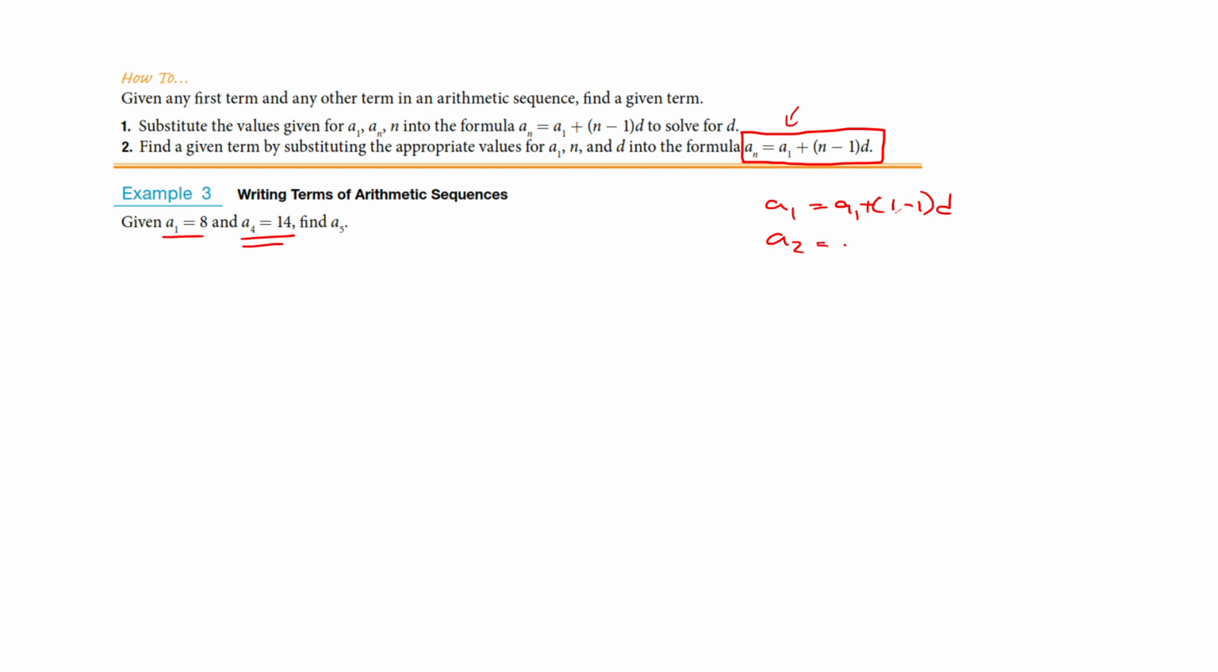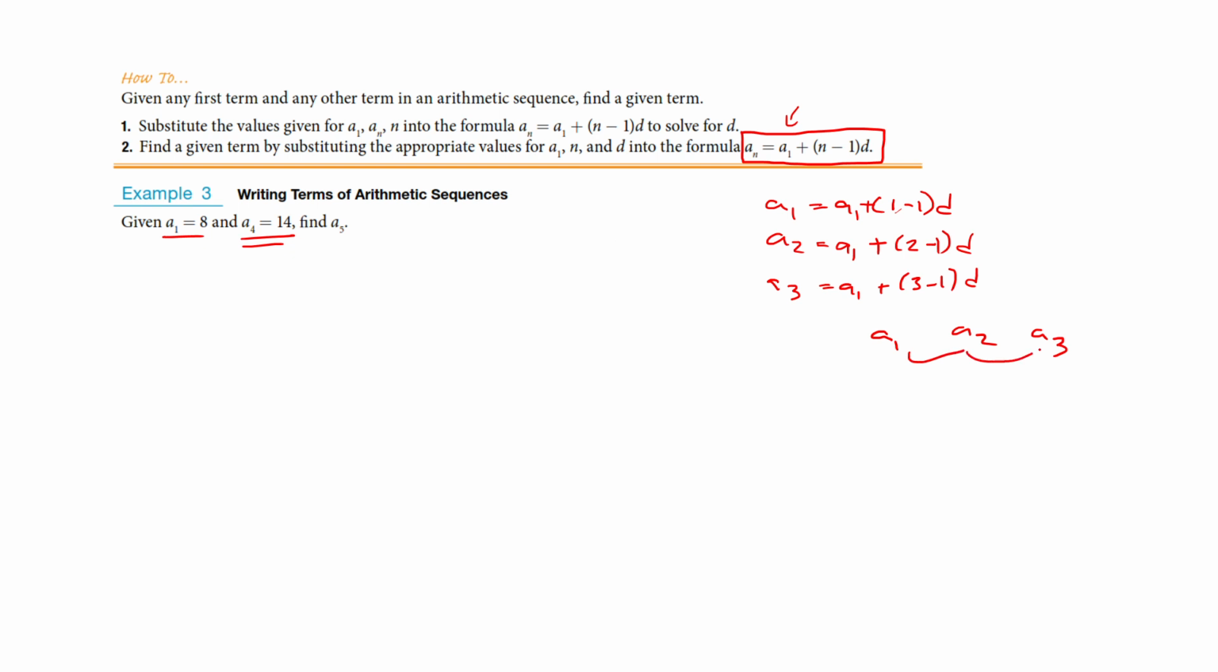Now a2, we'd have the first one plus 2 minus 1. So n is 2. So we're adding one difference. Do you see how that will work out? Now I'll show you just one more here. So 3 minus 1 times the difference. We're adding 2 differences because we went from a1.